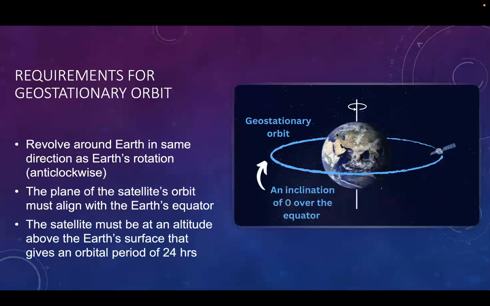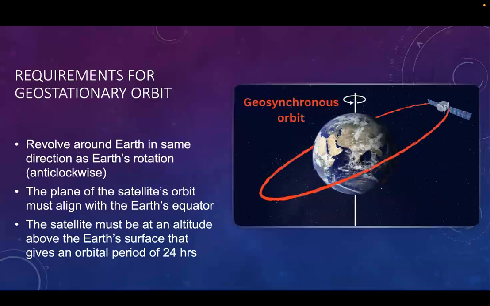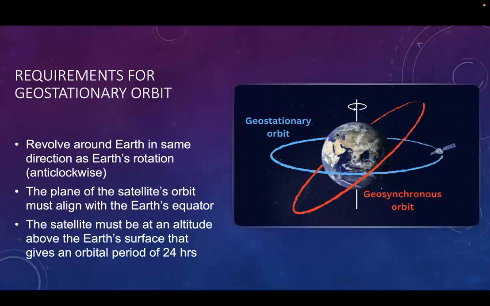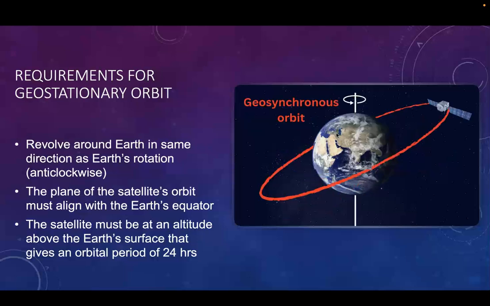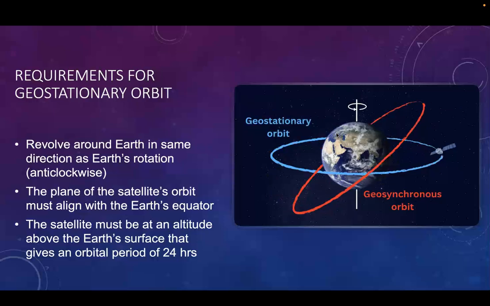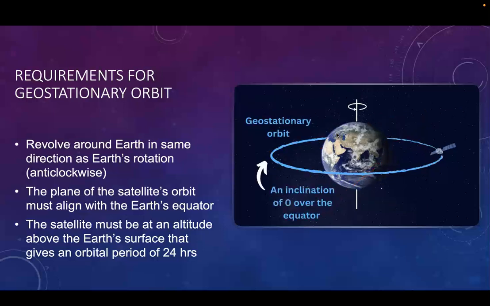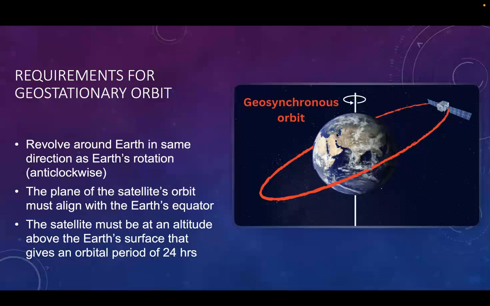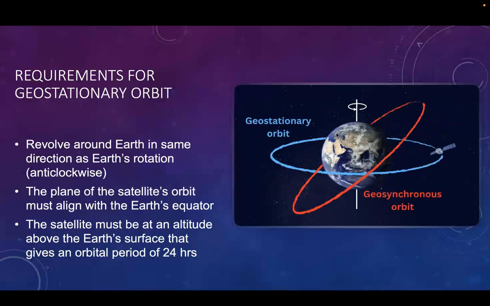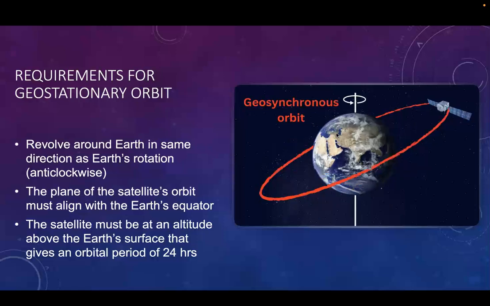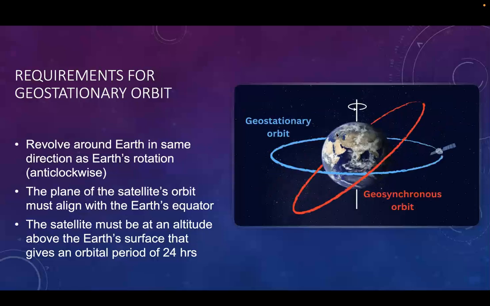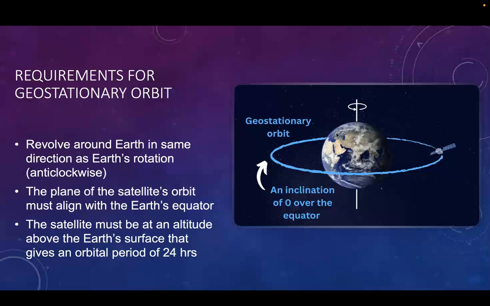So, requirements for a geostationary orbit. The first one we know is that it has to have an orbital period of 24 hours. We'll get to how you achieve that in a second. But it also needs to rotate in the same direction as the Earth does, right? If it has an orbital period of 24 hours and it's rotating in a completely different direction to the Earth, it'll take 24 hours to go around the Earth, but it won't be in a fixed position above us, right? It has to rotate with the Earth.